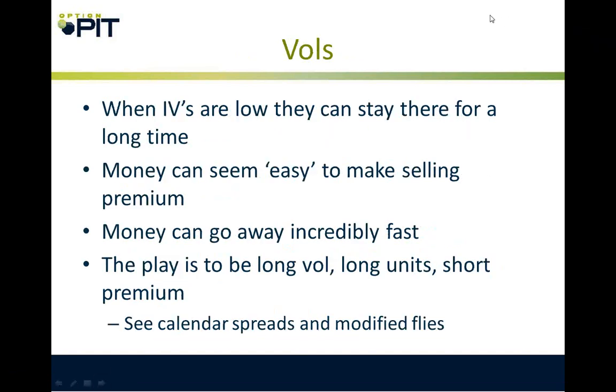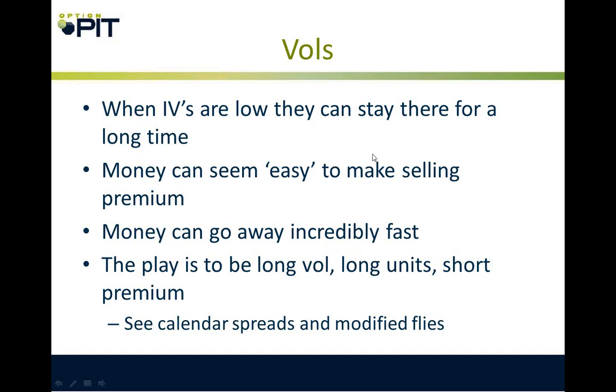So things to understand: when vols are low, when IV is low, it can stay there for a long time. Money can seem easy to make selling premium, but money can go away incredibly fast. During a blow up in August of 2015, I watched a very large money manager that had a 4-year track record of making money blow a third of his assets in about 3 days. Recency bias.